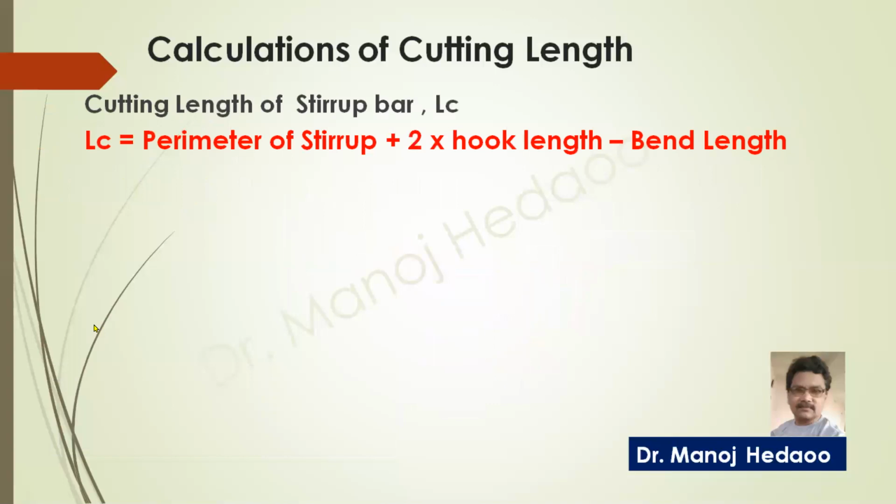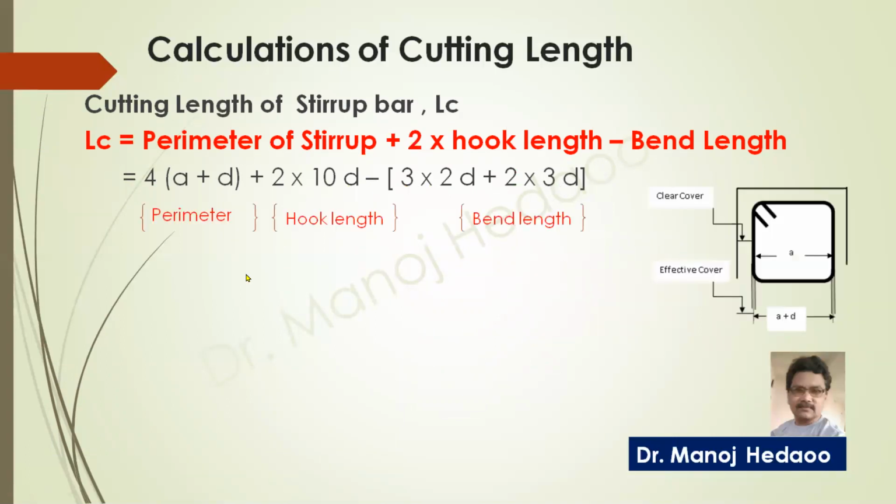Now regarding calculation of the cutting length of stirrup bar, LC, we know LC equals the perimeter of stirrup plus 2 times hook length minus bend length. So here I substitute values. Perimeter is 4 into A plus D, plus 2 into 10D, that is the hook length, minus bend length, that is 3 into 2D plus 2 into 3D. Here you can see this value is for perimeter, this is for hook length, and this is for bend length.